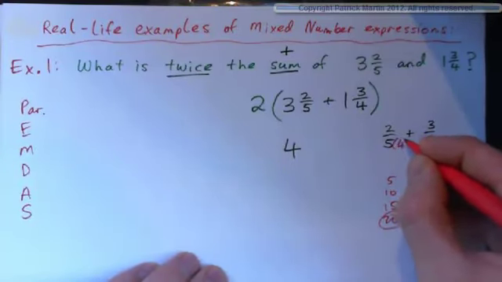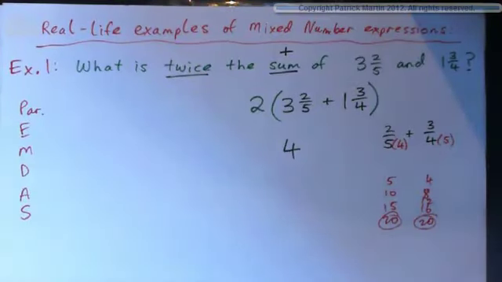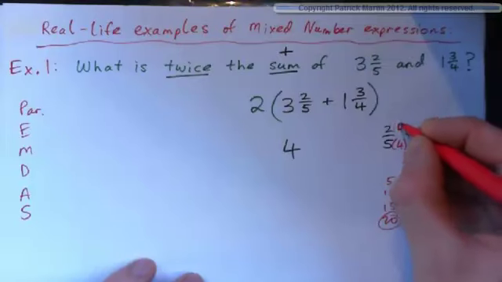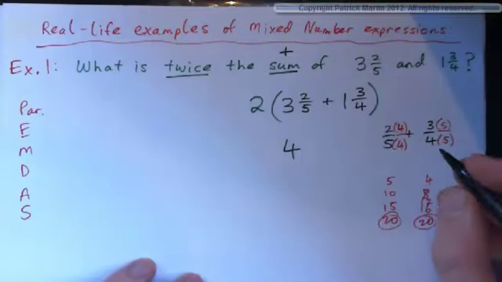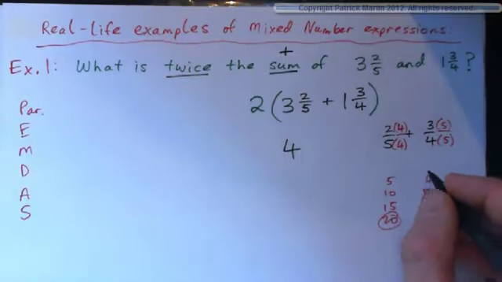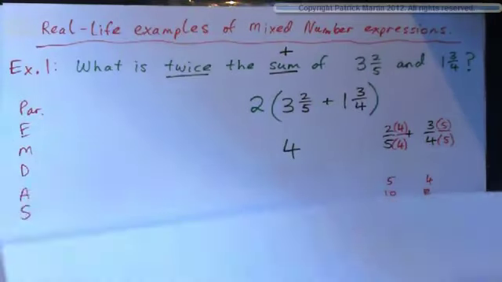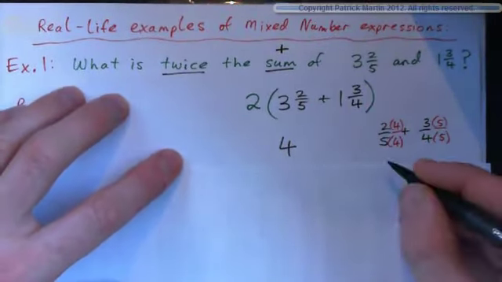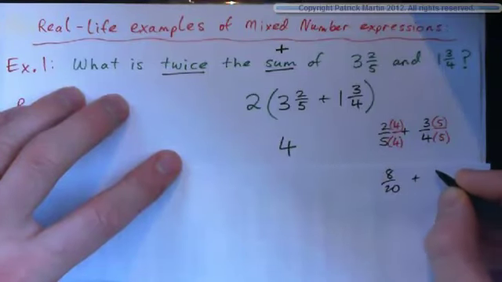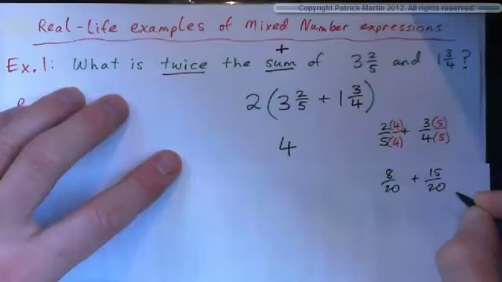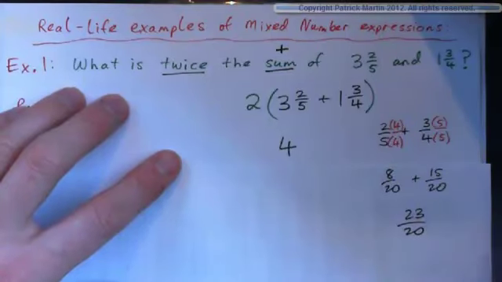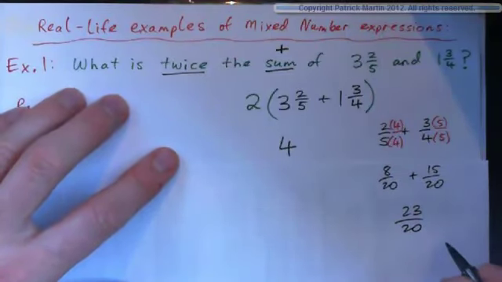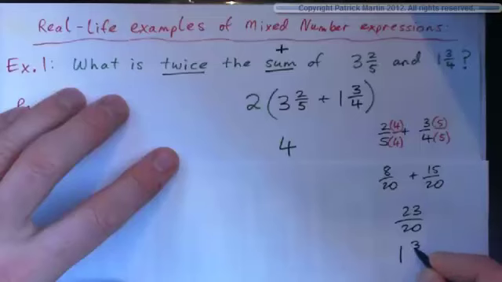Or in other words, if you just times this one by 4 and this one by 5, then the bottoms are the same. So times this one by 4 over 4 and this one by 5 over 5. Making a little mess here, haven't I? Okay, and I get 8 20ths plus 3 times 5, 15 20ths, which is 23 20ths, and write that as a mixed number. 20 into 23 goes one time, remainder 3, so 1 3/20.